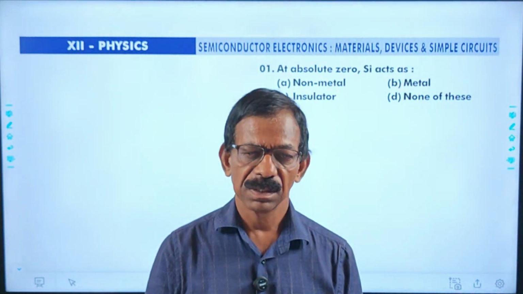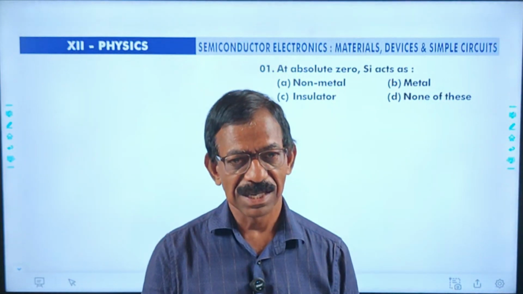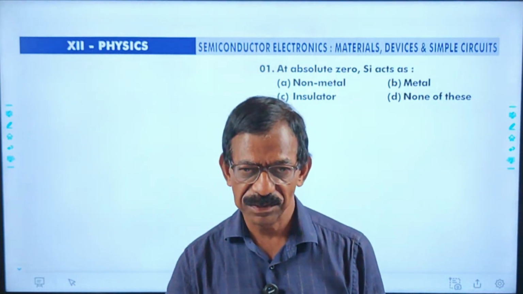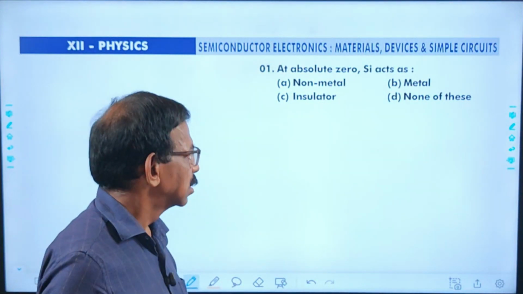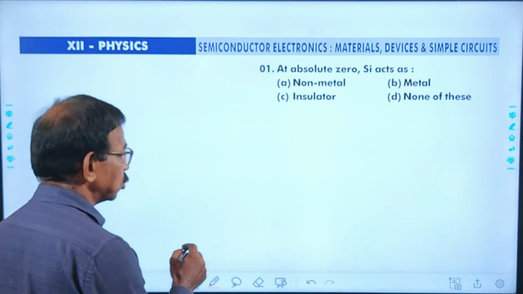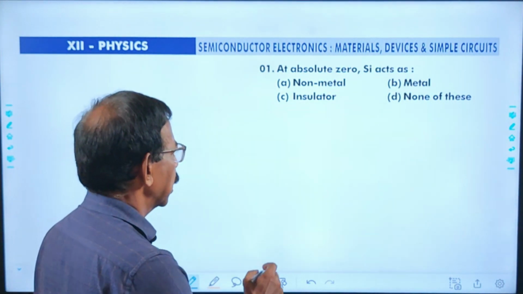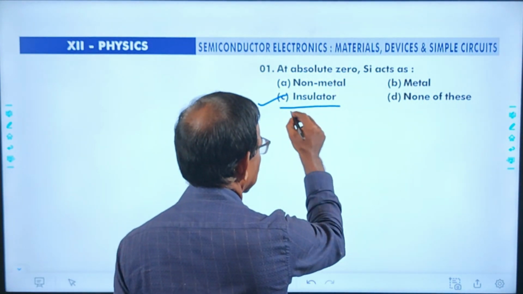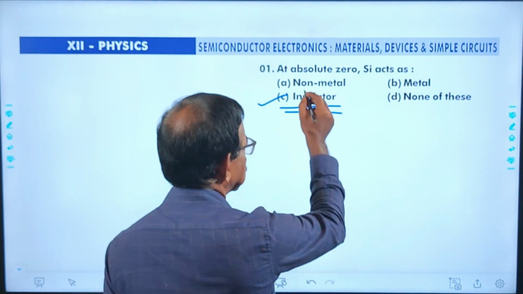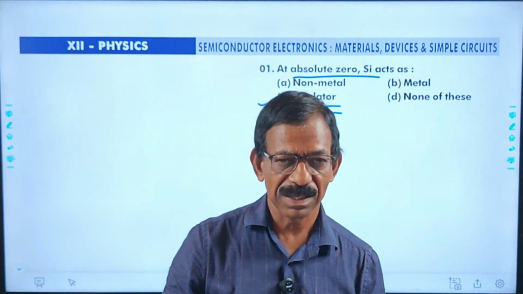As you know, germanium and silicon are semiconductors. These are used for doping and for the construction of semiconductor devices. Silicon is actually a semiconductor at ordinary temperature, but at absolute zero of temperature, electrons cannot move. Hence it will act like an insulator. At ordinary temperature, it will act like a semiconductor. But at absolute zero of temperature, silicon will act as an insulator. Correct answer is option A.